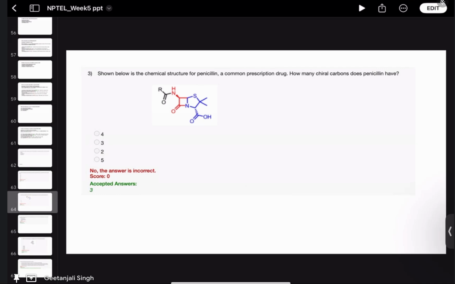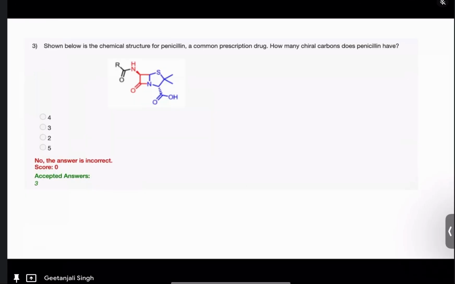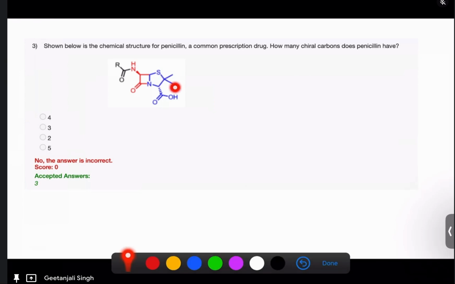The next question is, the chemical structure of penicillin. How many chiral carbons does penicillin have? In order for a carbon to be chiral, it should have four different substituents. So let's start from right to left. The carbon here has two similar substituents, so this is not a chiral carbon.